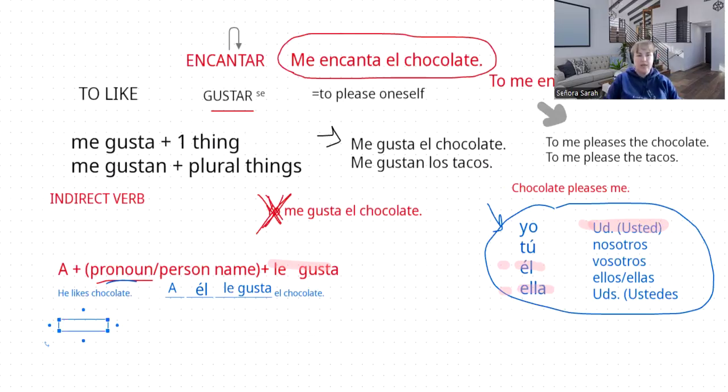Okay, now let's pretend like we're going to switch out he, we're going to put in a person's name. Let's say David likes chocolate. Give that a try. Pause the video and tell me out loud, how do you think we're going to translate that sentence? David likes chocolate. Go ahead and pause and give that a try.